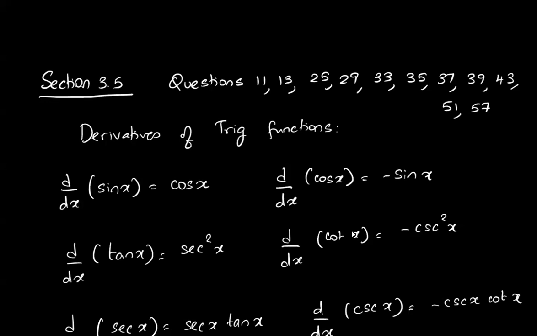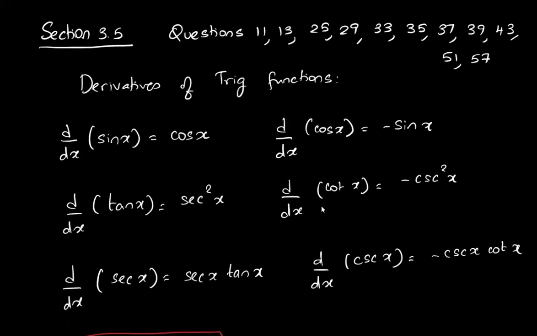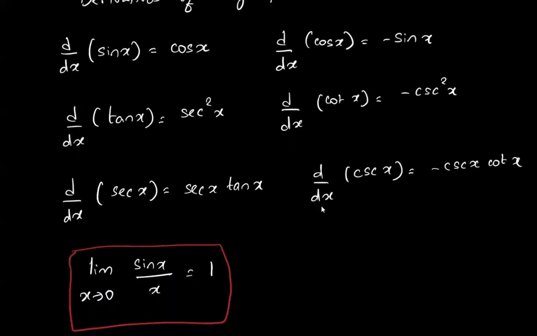So in this section 3.5 questions, we are going to look at derivatives of trig functions. To start with, I have just given you all the derivatives of the 6 trigonometric functions. The derivative of sine x is cosine x. The derivative of cosine is negative sine. The derivative of tangent is secant squared x. Derivative of cotangent x is negative cosecant squared x. Derivative of secant x is secant x tan x. And derivative of cosecant x is negative cosecant x cotangent x.